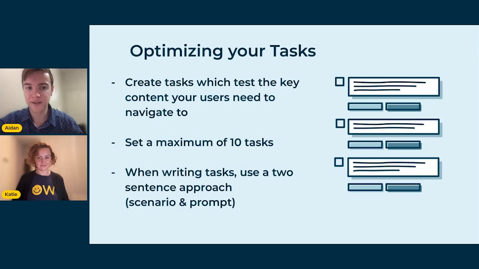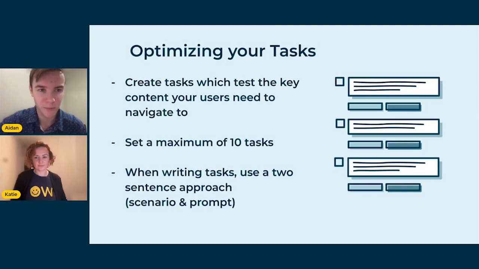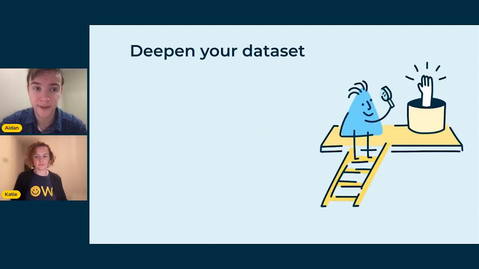And when writing tasks, it's really important as well to use a really clear, direct approach within your prompts. So setting the scene with a scenario in one sentence and then a prompt in the second sentence can be a great way to go. A simple example of this would be: you're looking to buy a toothbrush. Where would you go to purchase this? And very clearly the participants know exactly what they need to be completing. So that's some advice there on optimizing your tasks.